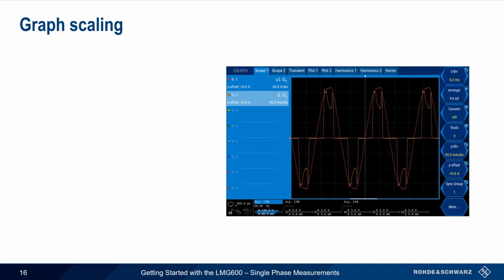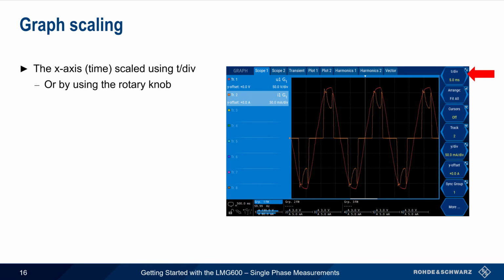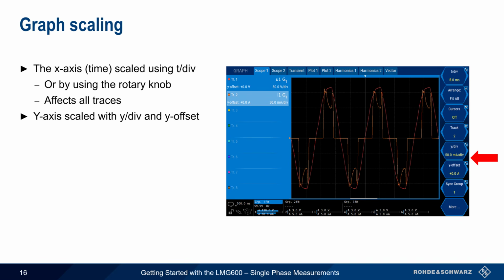Here we see an example of voltage and current being plotted as traces 1 and 2. In order to scale the x or time axis, press the Time per Division soft key, or use the rotary knob. Note that this value affects all displayed traces. The y-axis values, here voltage and current, can be scaled using y per division and y offset, and each trace can be scaled independently by selecting the trace number.